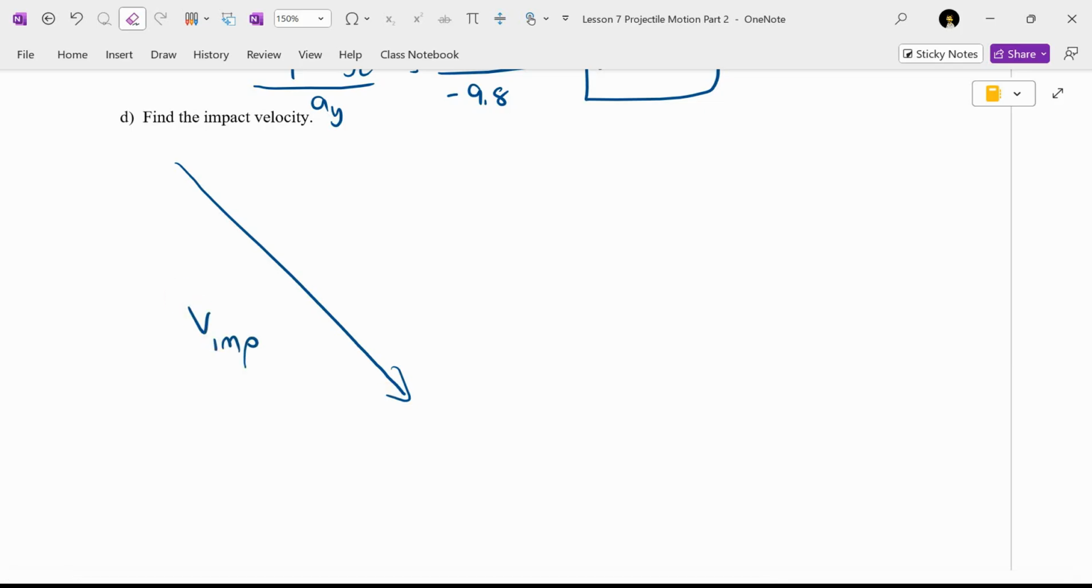Might be steeper, might be shallower, but this right here is V impact. And I put the V impact underneath it because I am going to break this into components. And which component do I always draw first? Vx. So I'm going to break this into Vx, and this is going to be Vy final, not initial. Hey, I know Vx because it never changes. From your t-table, what's Vx? It's going to be that right when it hits the ground. It's going to be moving sideways at that velocity.